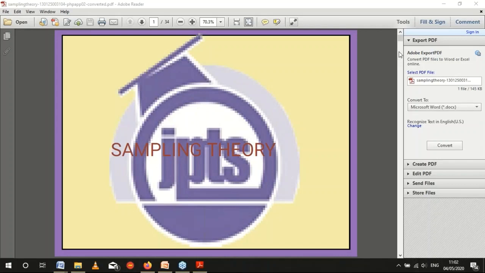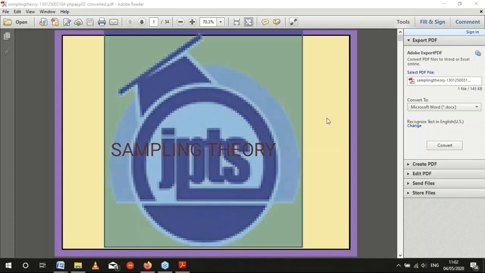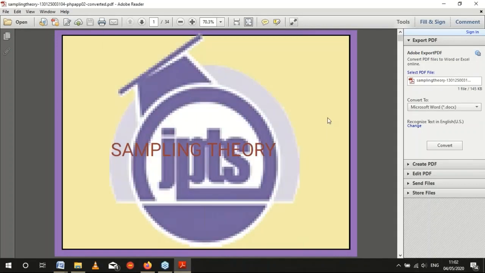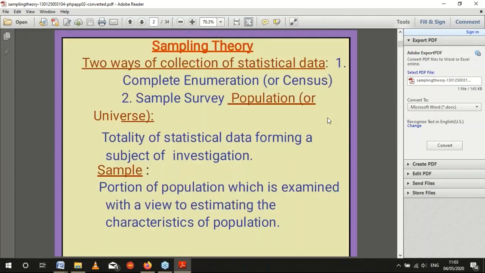We looked at sampling theory last week and tried to establish some facts about it. Today, let's look at two ways of collecting statistical data. We have the complete enumeration, that's the census, and two, we have the sample survey. I made mention of it last week when we were going through our classes. Now let's look at the population or the universe.